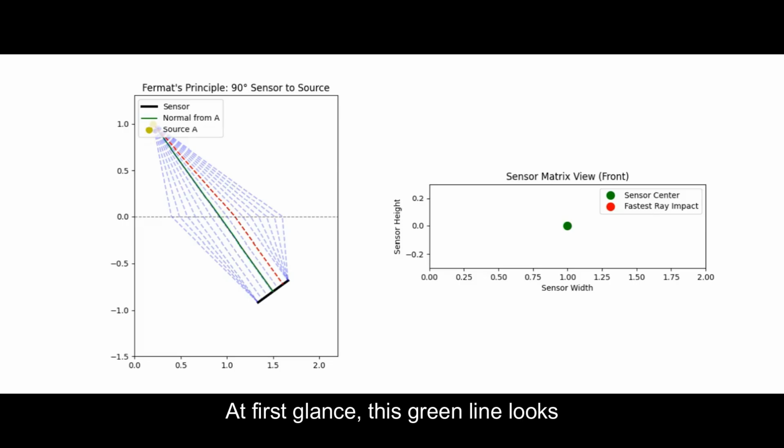At first glance, this green line looks correct. It's the shortest. It seems logical, but it's not the fastest. Light takes a different route, curved but efficient. It spends more time in the faster part of the medium and only later crosses into the slower layer. But the key is, where does the light hit? The straight geometric path, the green line, would hit lower. But the real light path, due to refraction, hits higher. That's why the sensor records the light at a point different from where we intuitively expect.